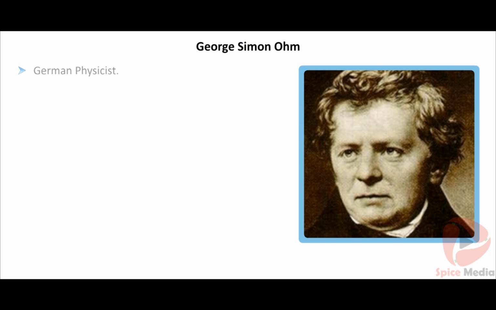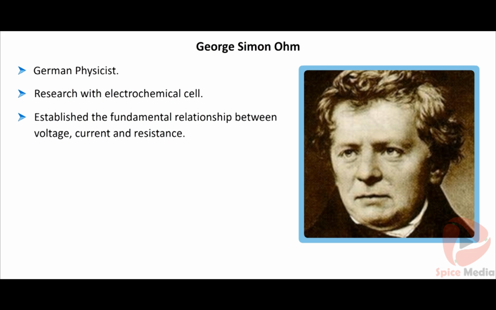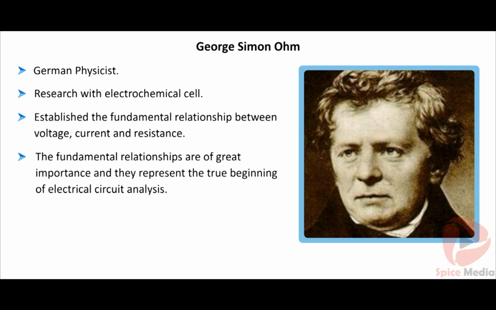George Simon Ohm was a German physicist born in Erlangen, Bavaria on March 16, 1787. As a high school teacher, Ohm started his research with the recently invented electrochemical cell invented by Italian Count Alessandro Volta. George Simon Ohm was able to define the fundamental relationship between voltage, current, and resistance. These fundamental relationships are of such great importance that they represent the true beginning of electrical circuit analysis.